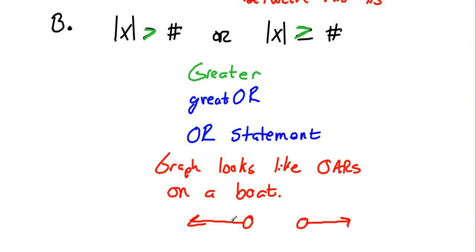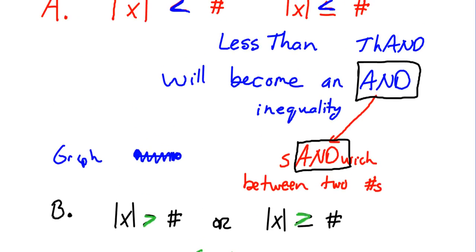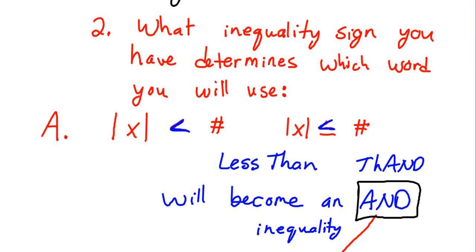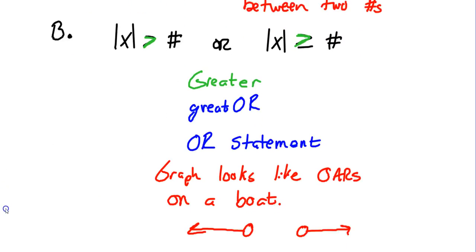The whole key thing, though, is once you get the absolute value of x by itself, everything keys on which inequality sign you have. If it's x less than, it's one way. If it's x greater, it's the other way. And it's just a matter of keying up which ones you're going to have here.